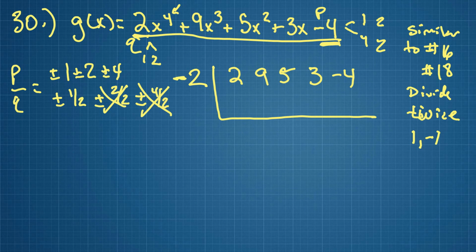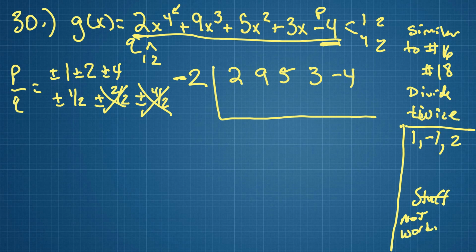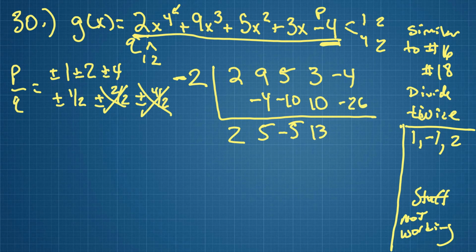So I'm going to make it negative. Right here is the list of stuff that's not working. So now I drop down the 2. That gives me negative 4, gives me a positive 5, gives me a negative 10, gives me a negative 5, gives me a positive 10, 13. That's negative 26. Not going to give me 0. So that's not going to work. So now I'm going to try the next number.